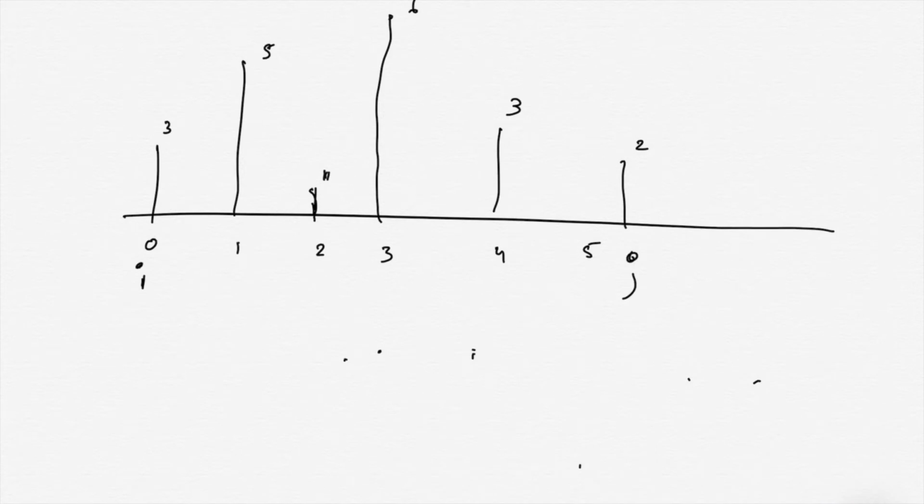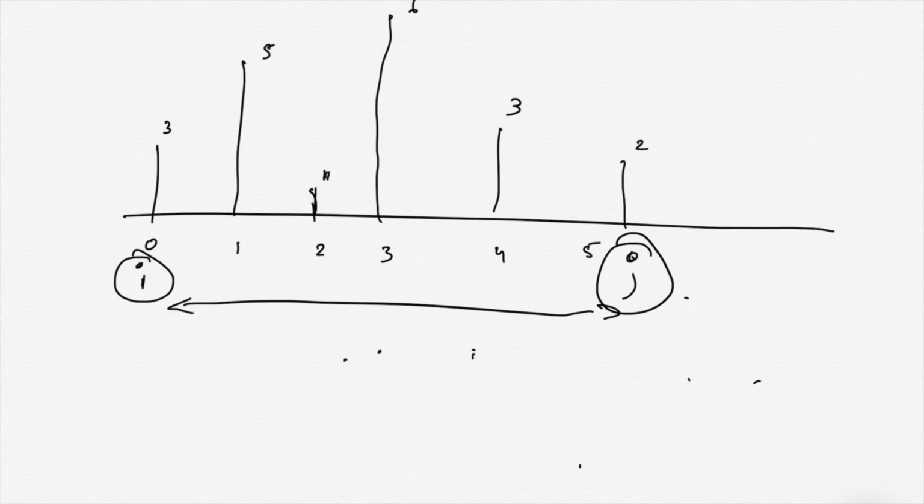Okay. So i and j at the end. So now calculate the area between this i and j, which is this length into the minimum of 2 and 3. So which is nothing but 5 into 2, 10.